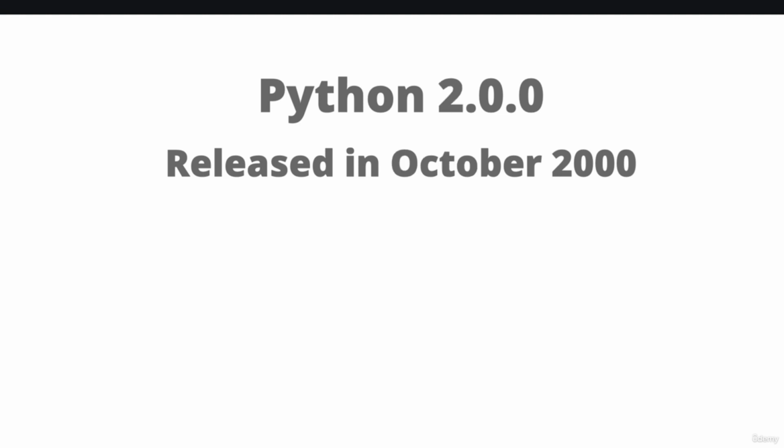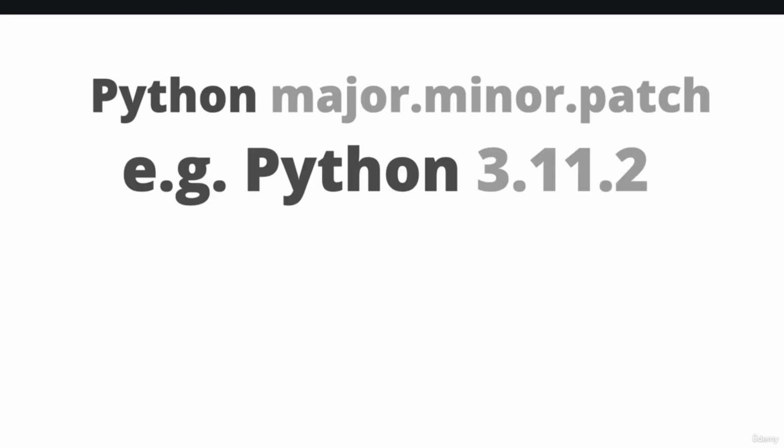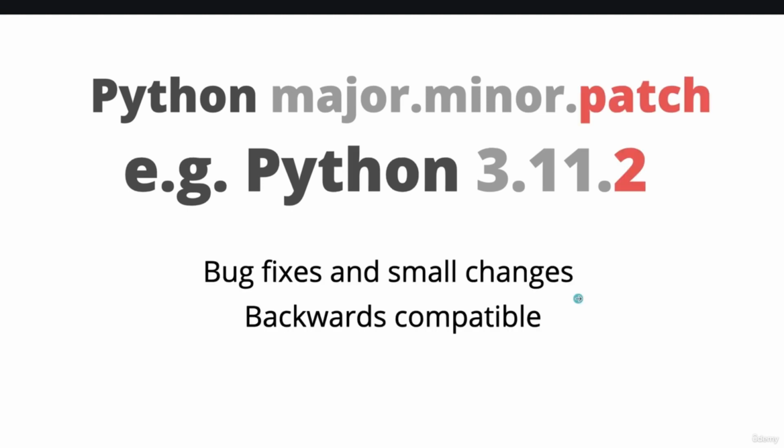Now, these were major releases 1, 2, 3, but there are also minor releases and patch releases as well, which I'll talk about now. So when you download a Python interpreter from python.org, you download something like Python 3.11.2 or Python 3.12.7 or Python 3.10.8, etc. Now, the last number is the patch release.